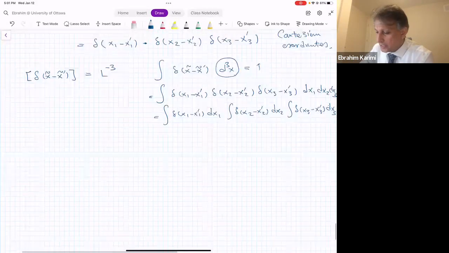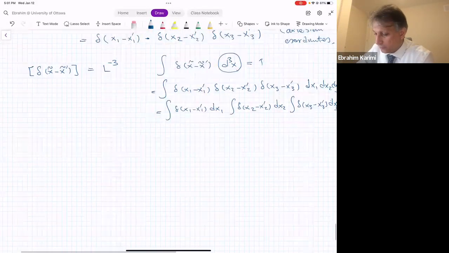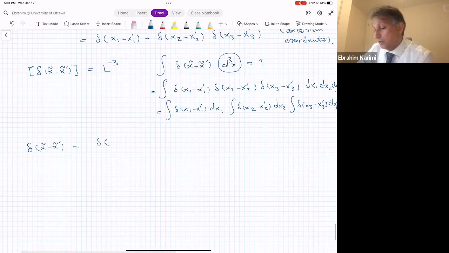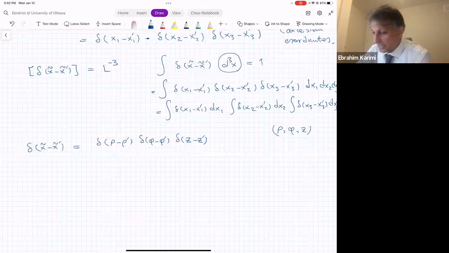In this form, the delta of a vector x minus x prime should be given by delta of rho minus rho prime, where rho, phi, and z are the parameters of cylindrical coordinates. So that will be delta of phi minus phi prime, delta of z minus z prime. But as you know, by the way, don't write that out.